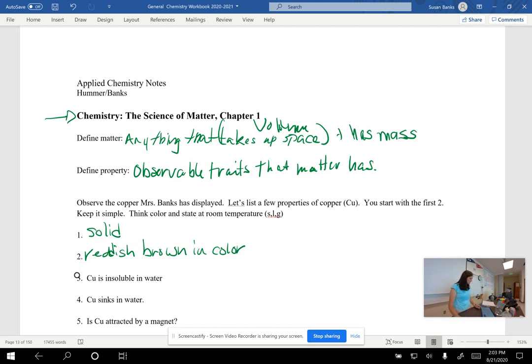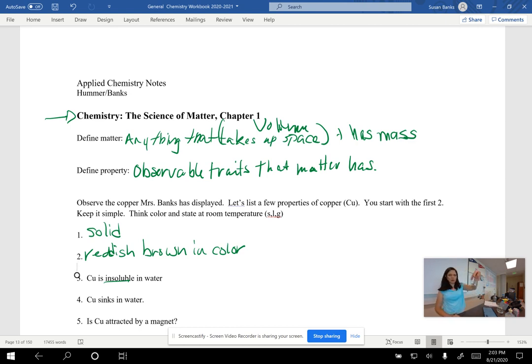The next thing is copper. Can I dissolve it in water? So let's put some water in this little beaker right here. I'm going to put some copper beads in here. I'm going to swish it around, see if I can mix it up, stir it. Were we successful in dissolving any of the copper in here? Nope. It's all still there. It doesn't dissolve in water, so that's not going to be a property. So when it doesn't dissolve in water, we call that insoluble. That means not dissolvable in water.